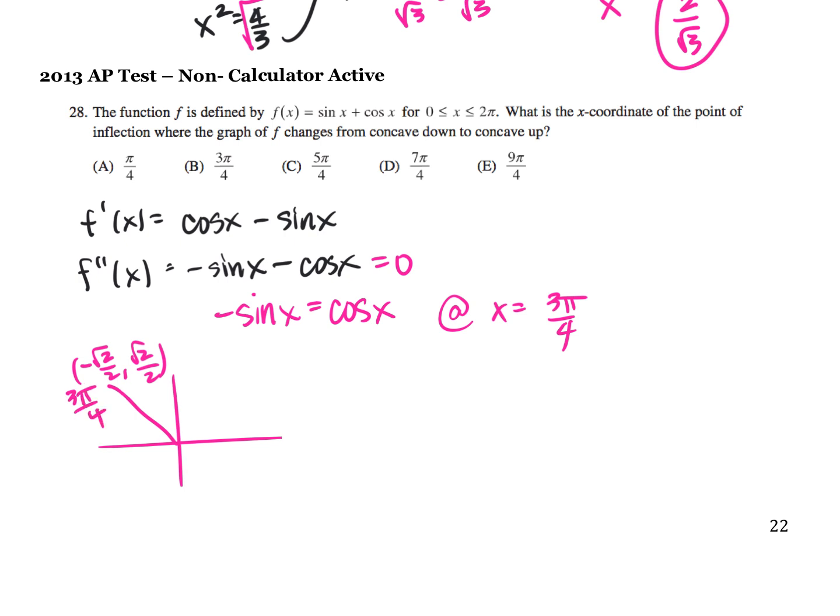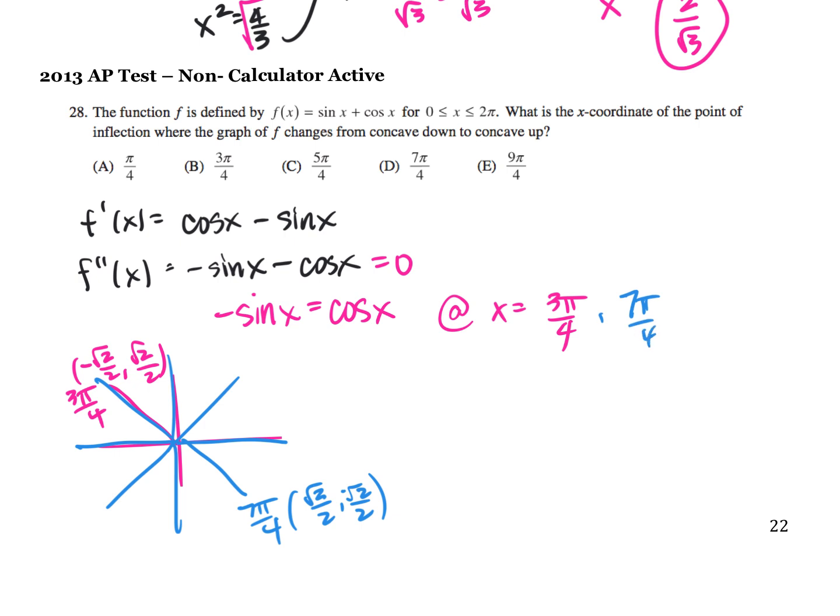When will that happen again? That would happen at... Yes. So if we get 1/4, 2/4, 3/4, 4/4, 5/4, 6/4, 7/4, 8/4. So that's 7 pi over 4. We had root 2 over 2, negative root 2 over 2. So we're going to say those are my 2 critical points. Look at these answers that we're seeing up here. 3 pi over 4, 7 pi over 4.